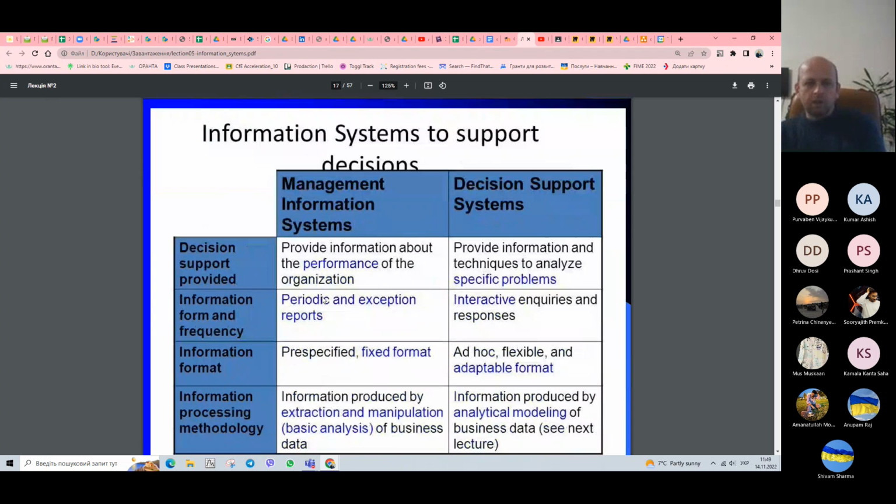An information system to support decisions not only collects information, but also finds and systemizes information in a way which will help users provide the necessary activity.